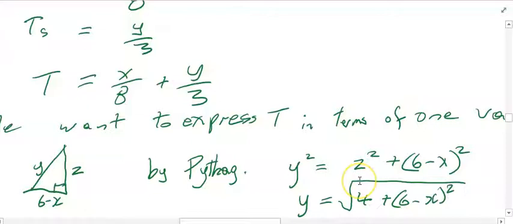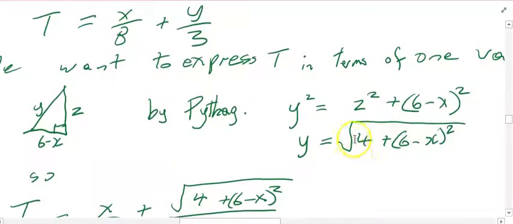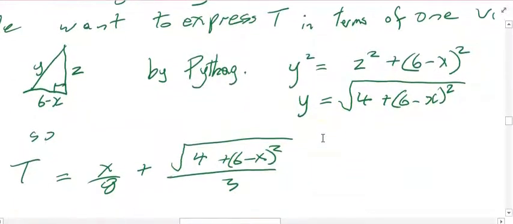Now, we have y in terms of x, so we can replace our y with what we have here in terms of x. Therefore, our uppercase T will be equal to x over 8 plus radical 4 plus 6 minus x all squared, over 3.